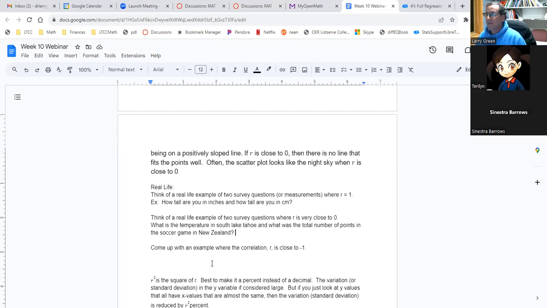Thoughts? Okay, even somewhat close. Doesn't have to be exactly like 0.99 or something, but any thoughts? I'm not seeing it. Maybe I'll give you an example.